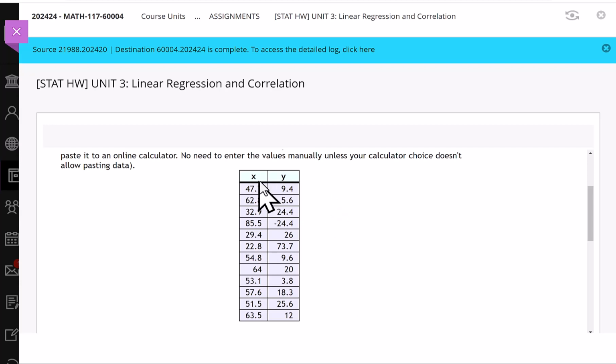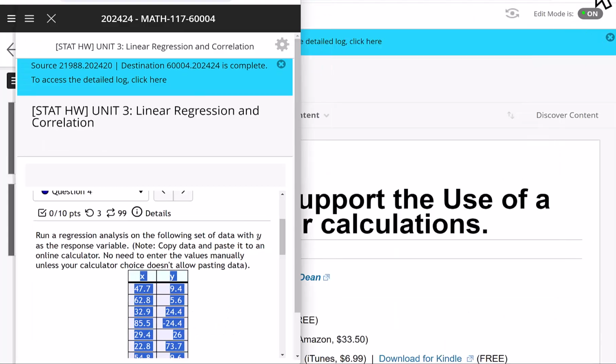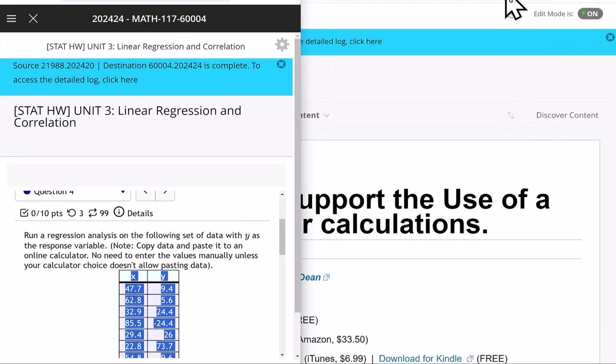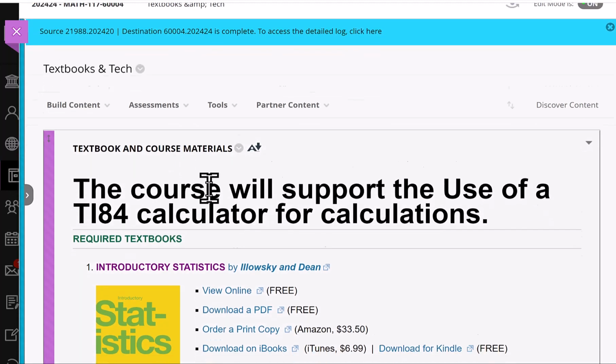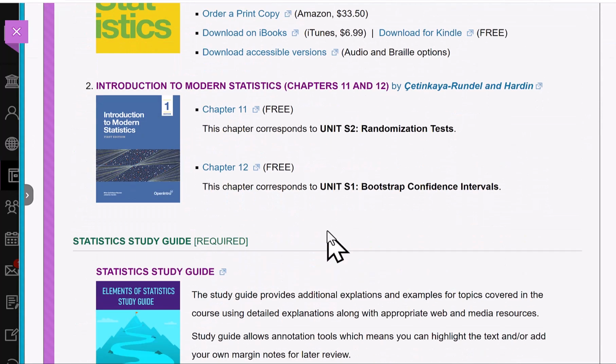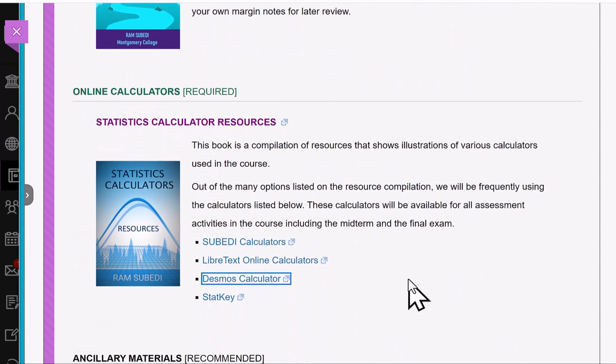So this is a homework question that you have asked me to answer. That is, how do we do this? That is, copy this data from your homework and paste it in an online calculator that the course provides for you. Okay, so here I'm just going to a different page on the course where it says that we have the online calculators here.